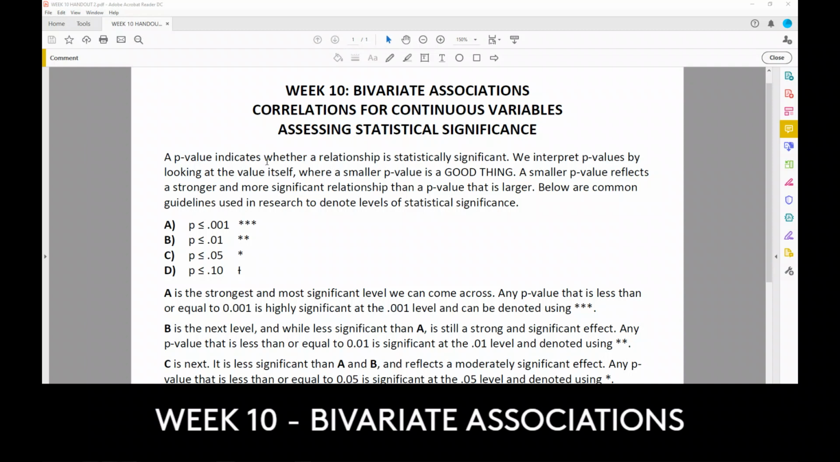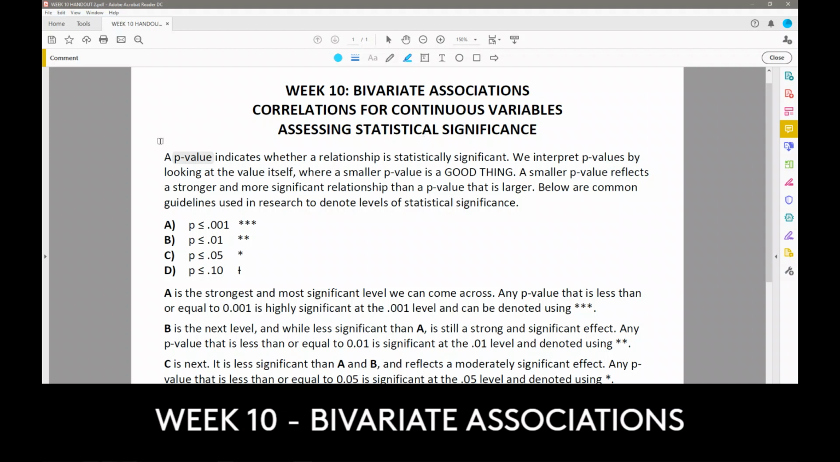So when we are statistically assessing variables, the significance is indicated by a p-value, okay? This p-value is a number that tells us whether or not the relationship is significant, and depending on where that value sits on a range, it indicates how significant the relationship is, okay?